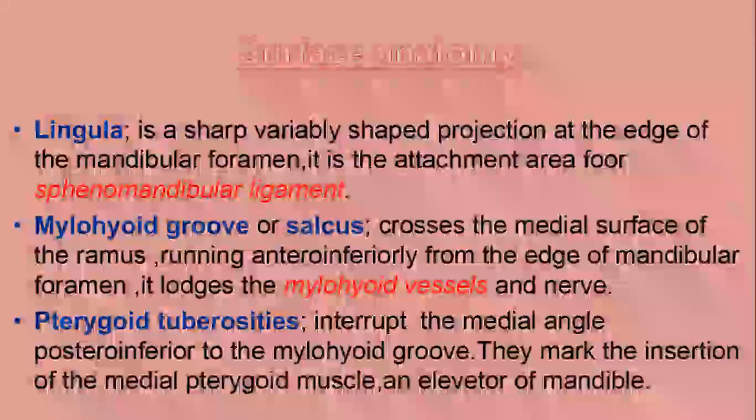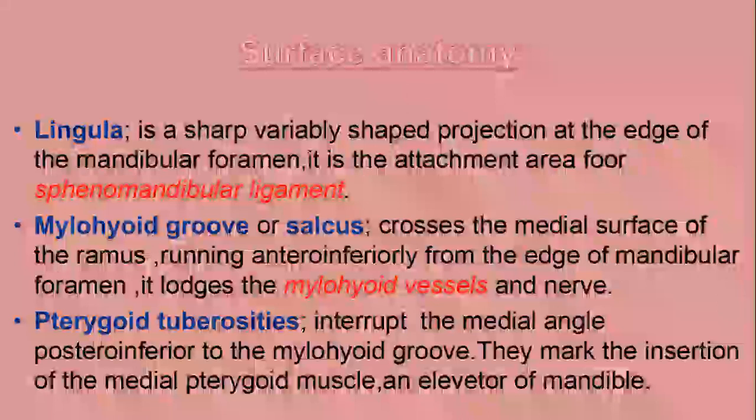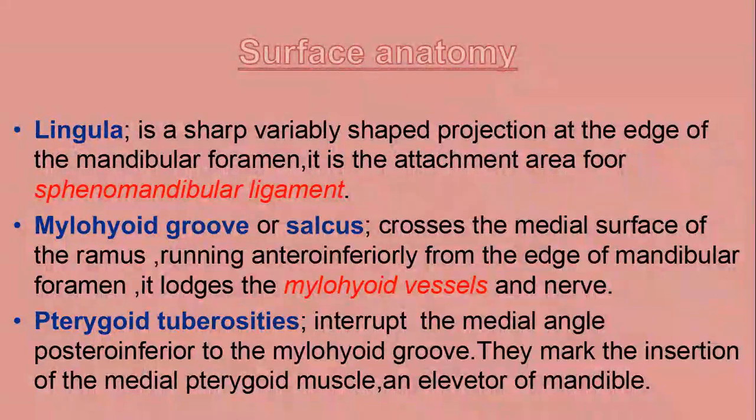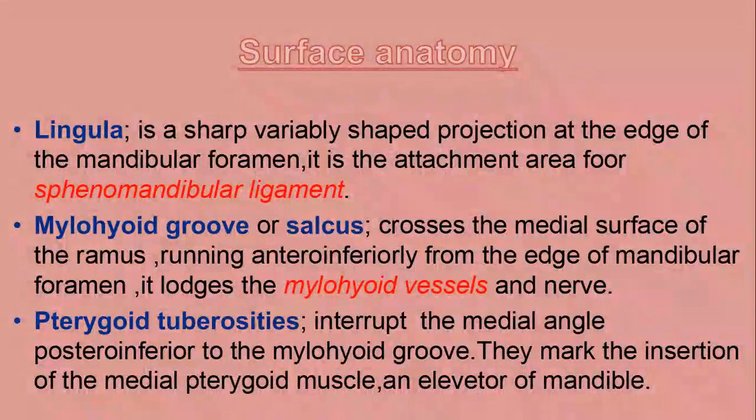The mylohyoid groove or sulcus crosses the medial surface of the ramus, running anterior-inferiorly from the edge of the mandibular foramen, and it lodges the mylohyoid vessels and nerve. The pterygoid tuberosity is on the medial angle posterior-inferior to the mylohyoid groove, and marks the insertion of the medial pterygoid muscle.